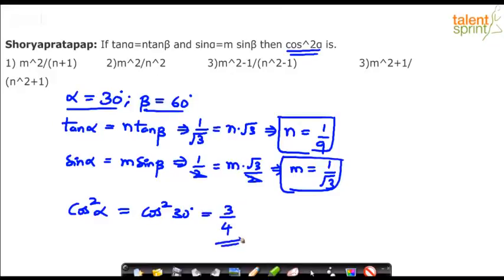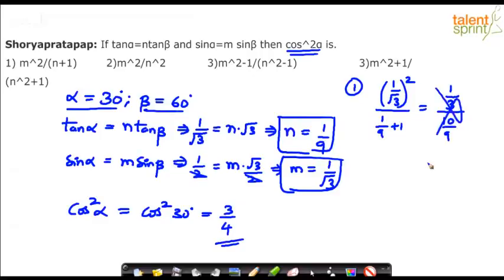So basically, by substituting n equals 1 by 9 and m equals 1 by root 3, which option will give you 3 by 4? Whichever option gives 3 by 4, that's the answer. For example, let us take option 1: m square divided by n plus 1. So 1 by root 3 whole square, which is 1 by 3, divided by n plus 1, which is 1 by 9 plus 1, that is 10 by 9. No, this is not 3 by 4.